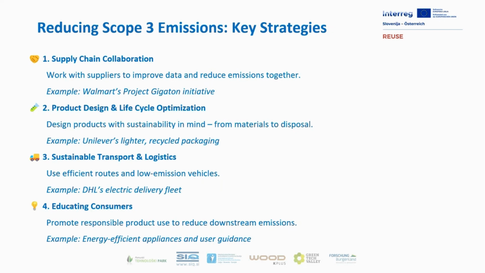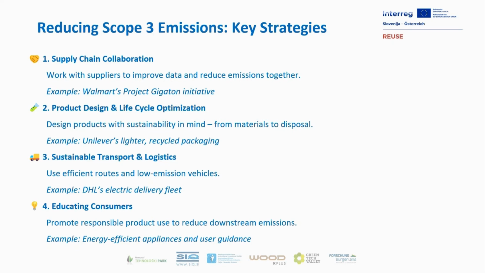First, supply chain collaboration. One of the most effective ways to reduce Scope 3 emissions is by working closely with suppliers. By engaging them, companies can both collect better emissions data and encourage suppliers to reduce their own carbon footprints. For example, again, Walmart runs an initiative called Project Gigaton, where they partner with suppliers to reduce emissions across the entire supply chain. This approach not only improves data transparency, but also builds a culture of shared responsibility.